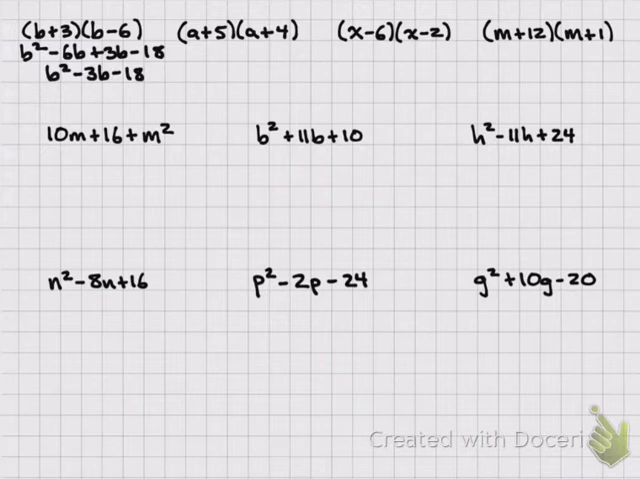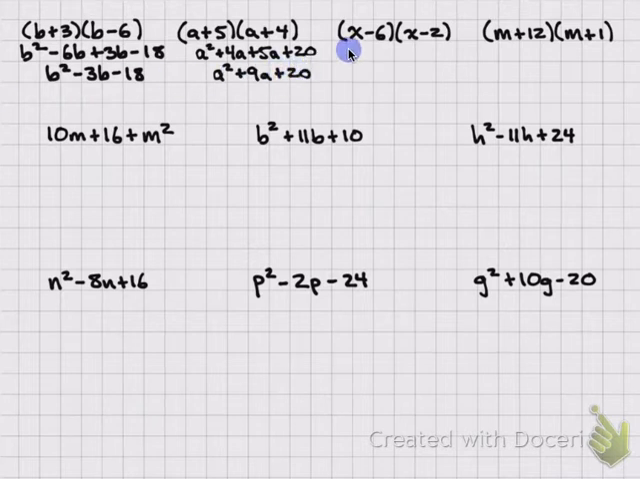Okay, in our next example, a plus 5 times a plus 4, if we were to multiply those together, we would get a squared plus 4a plus 5a plus 20, for a grand total of a squared plus 9a plus 20. And I ask you, as we're making our way through these, if you can notice any patterns about the products and the two binomials from which they came.